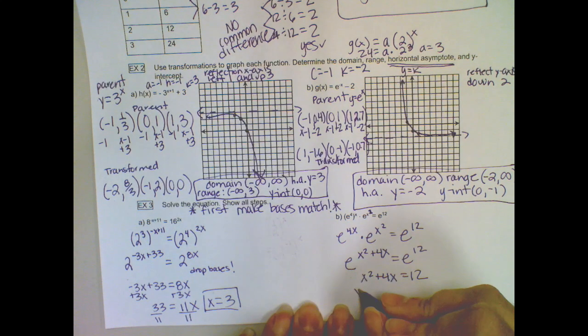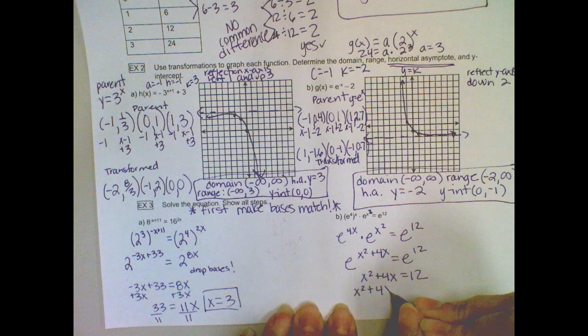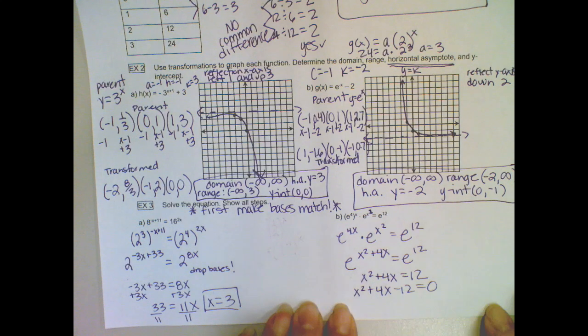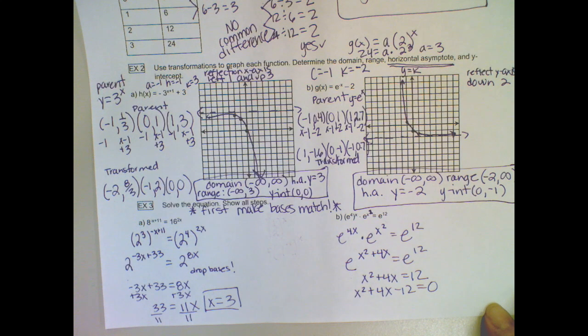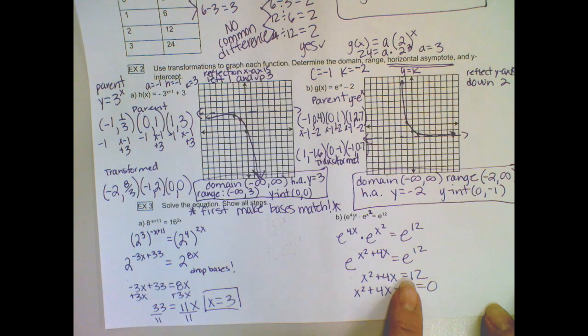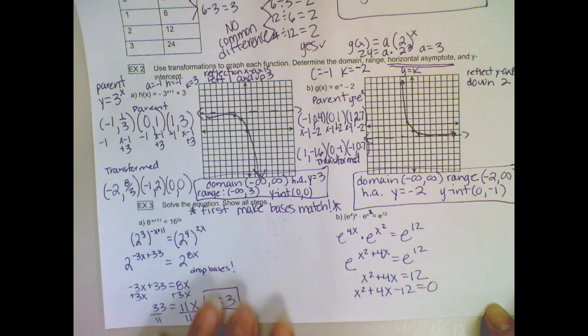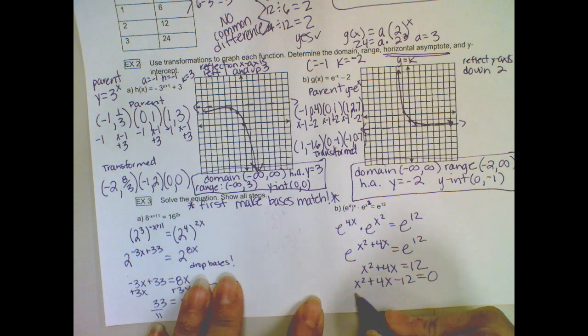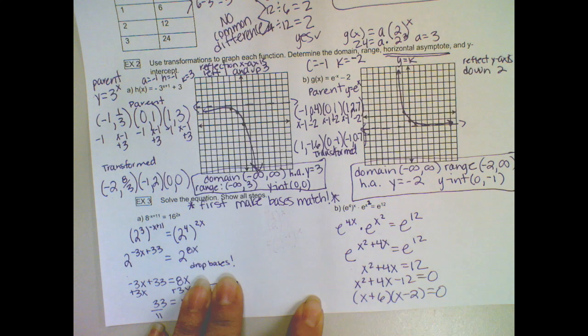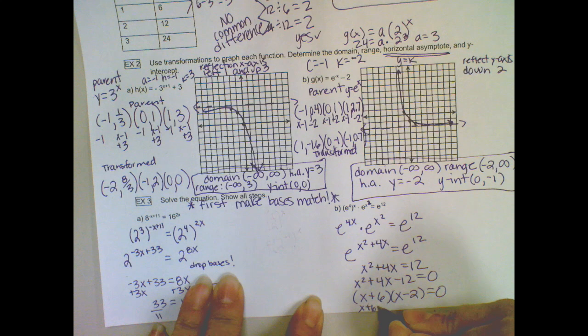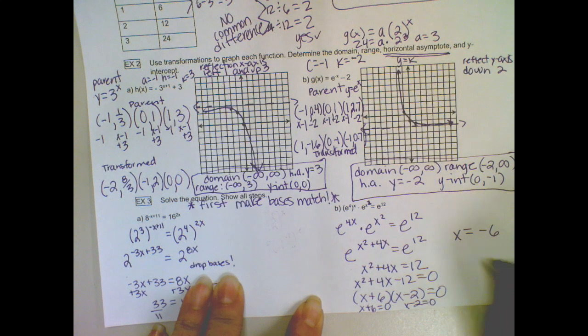I can solve it. So I'm going to move the 12 over, set it equal to 0, because I knew I was going to be able to factor. If you couldn't factor, then I would probably leave it like this to complete the square, but you could also use the quadratic formula if you wanted. This is x plus 6 times x minus 2. So once I have it factored, then obviously set each factor equal to 0. So x plus 6 equals 0, x minus 2 equals 0, and I get x equals negative 6 and x equals 2.